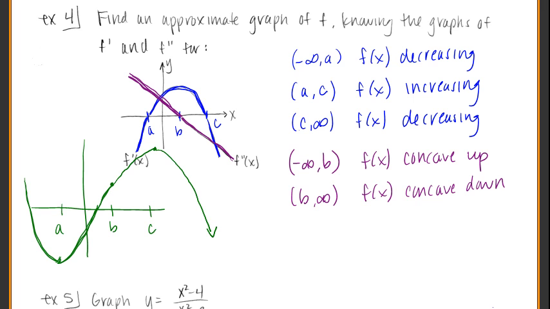Let's see if I actually got this all. It's kind of hard to keep this all straight. You almost get cross-eyed, trust me. Let's double check. From negative infinity to A, I should be decreasing. I've got that. From A to C, my graph should always be increasing. I've got that. From C to infinity, I should be going down. Got that. From negative infinity up to B, I'm concave up, and beyond B, I should be concave down. Looks great. So that's just one potential graph, and that's a little way of how to see it.